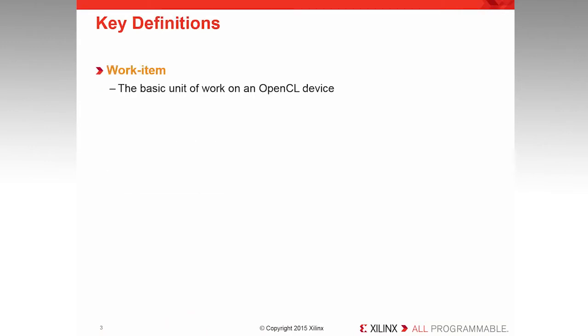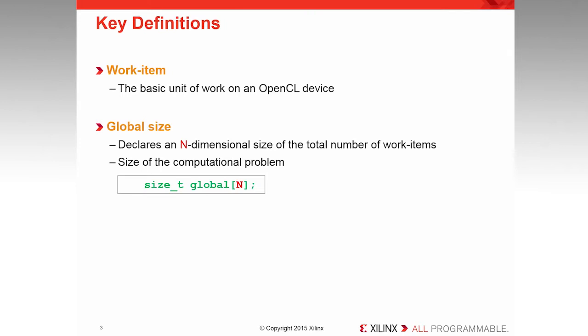A work item is the basic unit of work that executes on the custom data path of the FPGA. Global declares the n-dimensional size of the total number of work items to be processed by the kernel. Typically, the size and dimension of the global variable corresponds to the size and dimension of the computational problem, for example, an array to be processed.